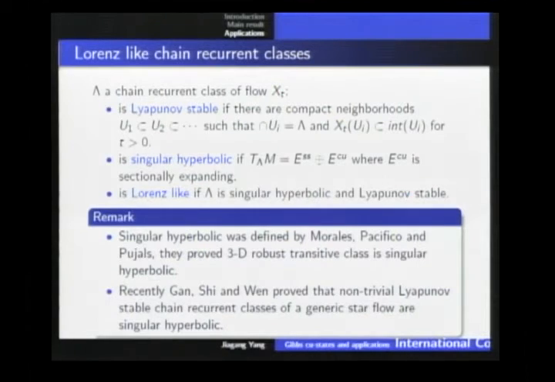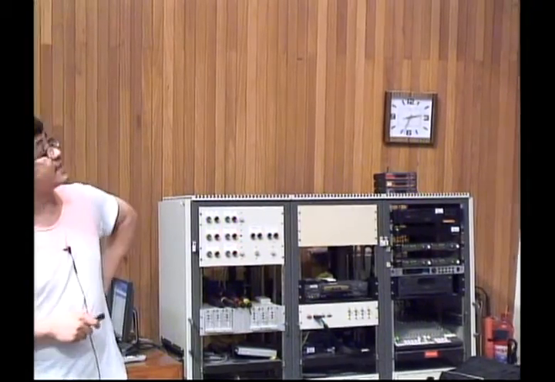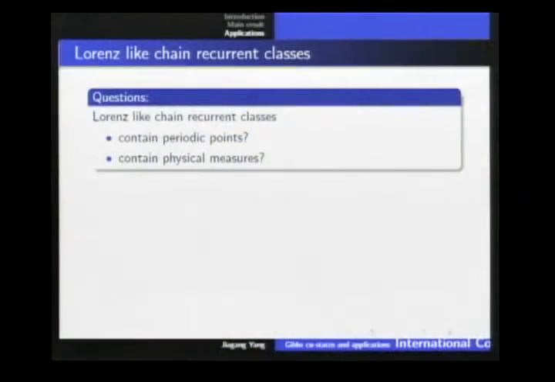Okay. So we have a class, and we would like to study it. So we need to know what we are going to study. There are two standard questions for us. The first: do Lorenz-like chain recurrent classes contain periodic points? Because this splitting is singular hyperbolic, not hyperbolic, we don't know if it contains periodic points or not. The second question: if the map is C1 plus alpha or C2, does it contain physical measures?